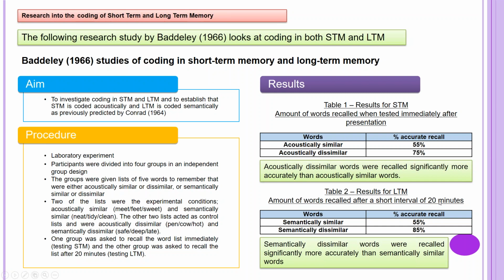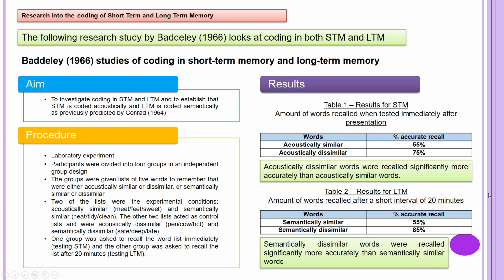The other 2 lists acted as control lists and were acoustically dissimilar: pen, cow, hot, and semantically dissimilar: safe, deep, late. One group were asked to recall the word list immediately, testing short-term memory, and the other group were asked to recall the list after 20 minutes, testing long-term memory.